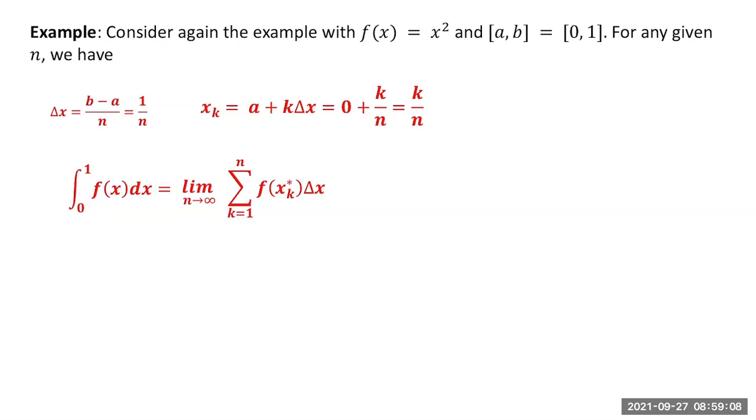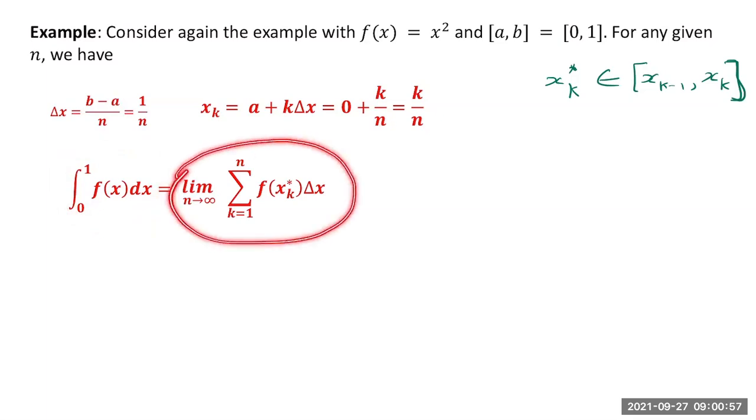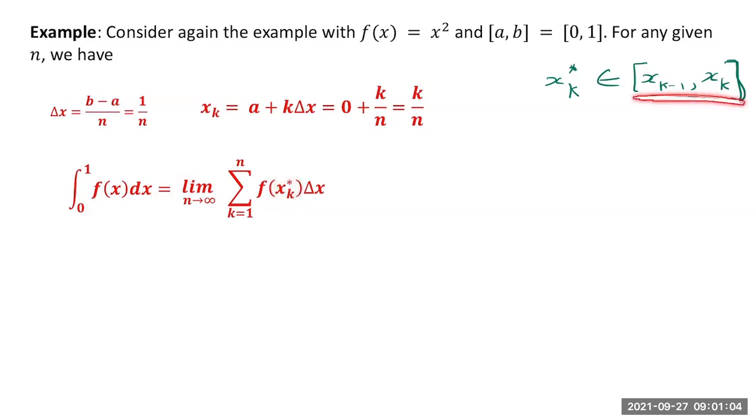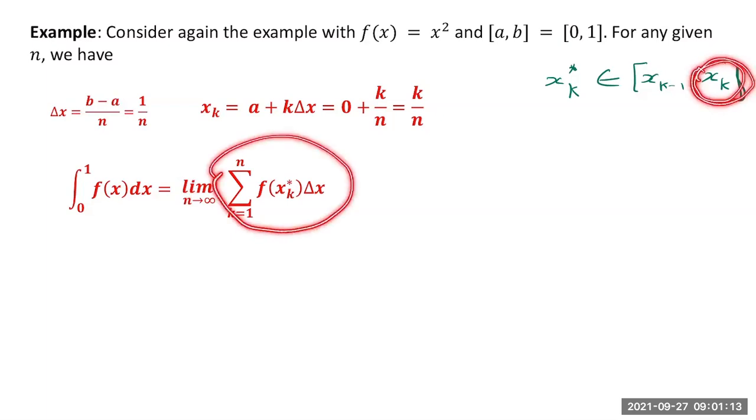Can we really find the definite integral using the formula? Of course we can. To find this definite integral, all I have to do is find this limit. Remember, this xk star is any number in the interval xk minus 1, xk. So to find this limit, I'll take xk star to be the right endpoint. That way I get the right sum here.